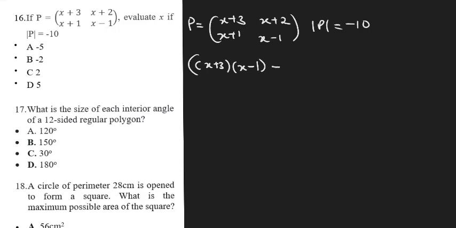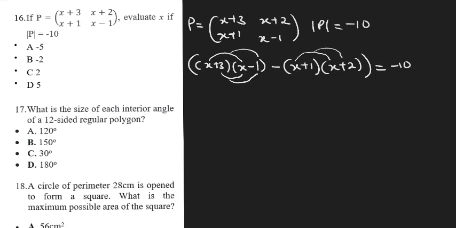Then we have minus, open another bracket. We have x plus 1 multiplied by x plus 2. We now equate it to the determinant given as minus 10, right? So we open this bracket: this x will multiply by this x and this minus 1. Then this 3 will multiply by this x and this minus 1 too. The same thing will happen here. This will multiply by this and this 2. Then this one will multiply by this and this 2.